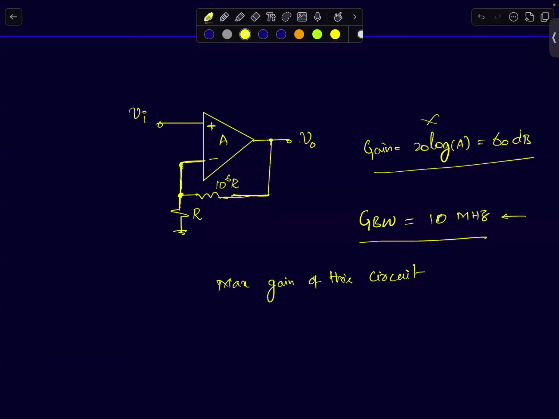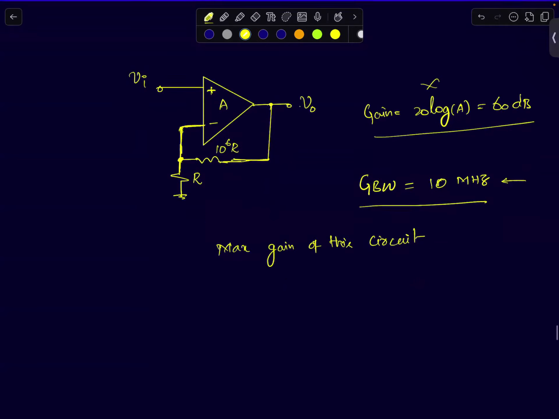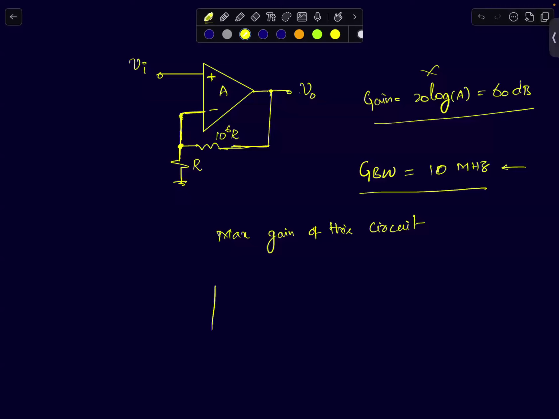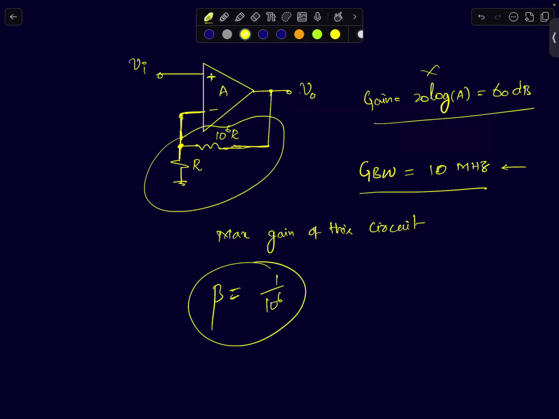So whenever you're given a non-inverting configuration, it's very easy to analyze. What is the feedback factor for the circuit? What is beta for the circuit? Can I say it's close to 1 over 10 power 6? Because it's R by R plus 10 power 6. Yes, close to 1 over 10 power 6. Okay. Now, keeping this in mind, can you say what will be the closed loop gain in negative feedback? Let's assume the system is in negative feedback. What is the closed loop gain of the system?